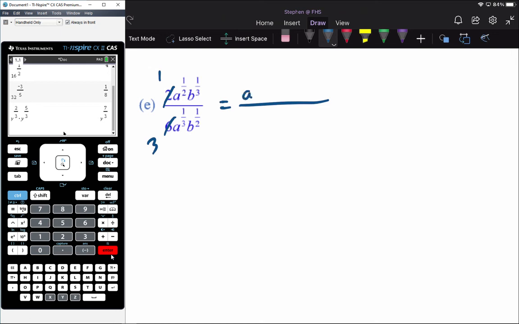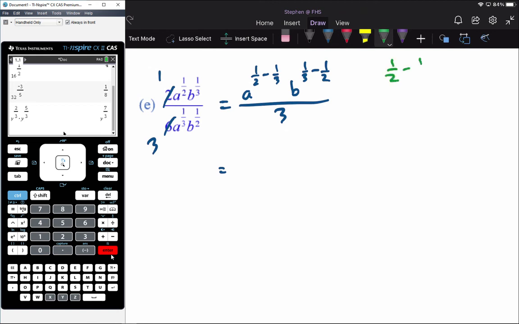So we have a to the half minus a third, and then b to the 1/3 minus half. Okay, and then on the bottom, we simply have 3. Right, let's work out what those powers are going to be.